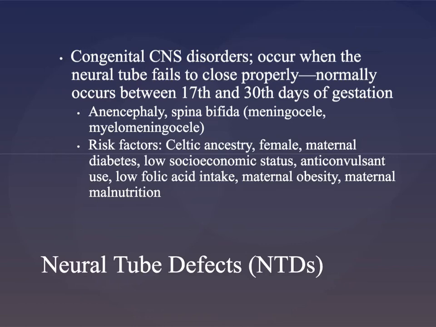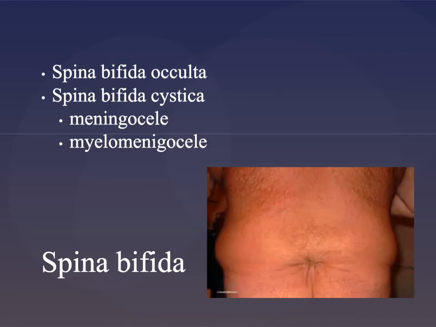Females are affected 60 to 70% more of the time than males with neural tube defects. So anencephaly was one that we already discussed. Spina bifida. People that are higher risk for these, besides being female, are those of Celtic ancestry, moms that had diabetes while pregnant, those of lower socioeconomic status, moms that have to use anticonvulsants, low folic acid intake, moms that are overweight, and malnutrition.